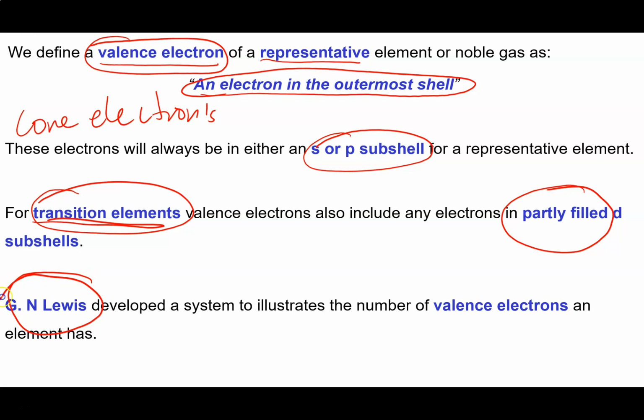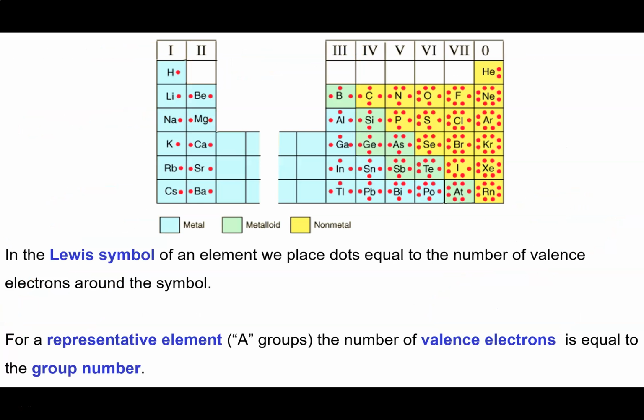Now, there's a really cool system developed by an American chemist called Gilbert Lewis. It's a pictorial system that illustrates the number of valence electrons that an element has. It's super simple, and it makes things very clear in comparison to always using an electron configuration. So we write the Lewis symbol of an element by placing dots equal to the number of valence electrons around the symbol. And remember, the number of valence electrons that a representative element has is just equal to its group number. So it's real easy. Okay.